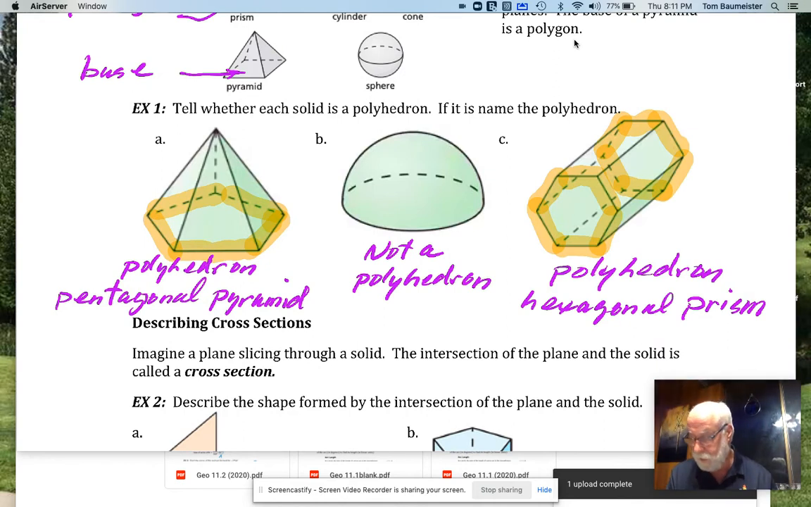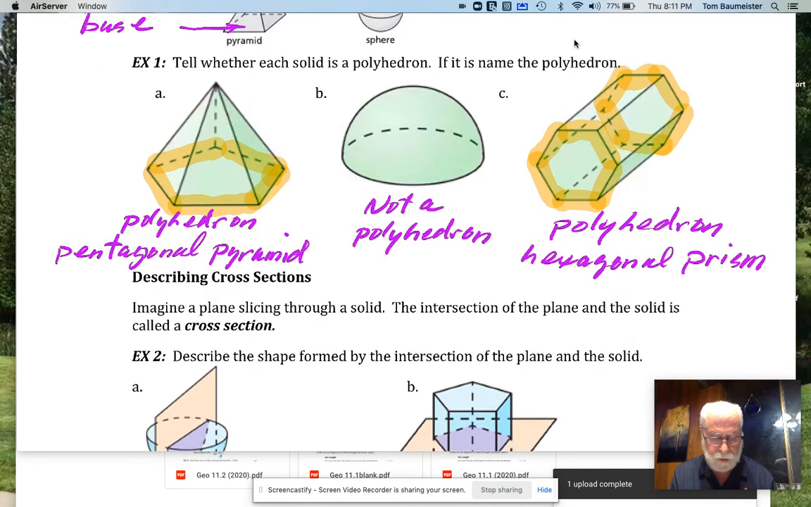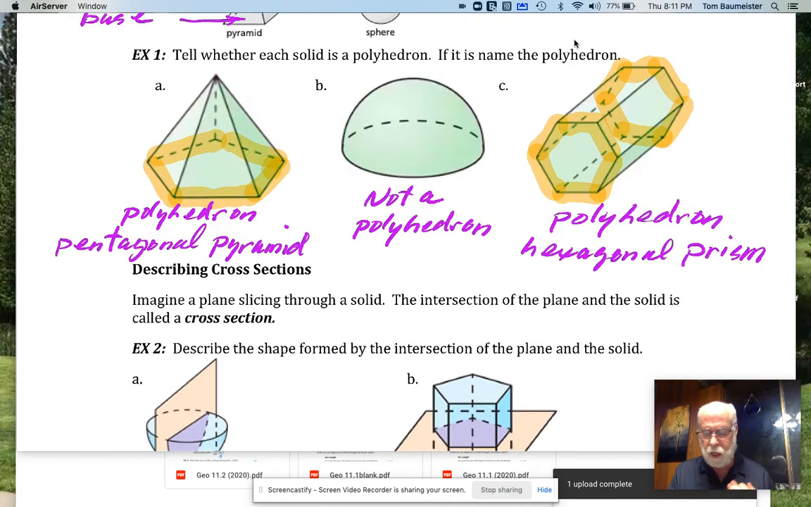Okay, and then the last other part, like I said, this one's going to be an easy one here, is we're going to describe cross sections. So imagine a plane slicing through a solid. Think of it as like you've got a cheese slicer there, and you're just cutting through that solid. And when you take off the top of what you've cut off, what do you have? All right. So the intersection of the plane and the solid is called the cross section.